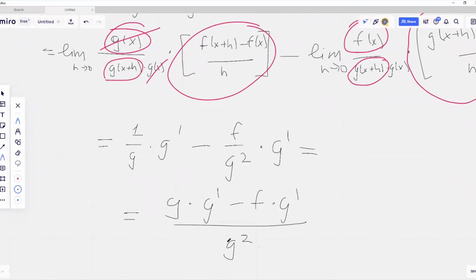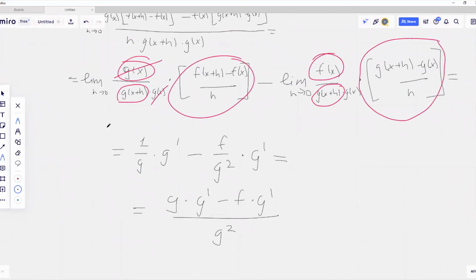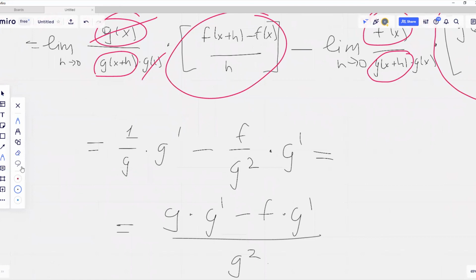Okay, guys, I think I missed something here. Let's see. Oh, this is not g prime, this is f prime, right? Yes, this is f prime. So that's f prime. What was required to prove?